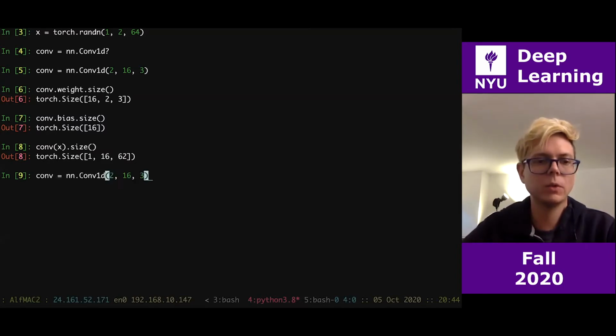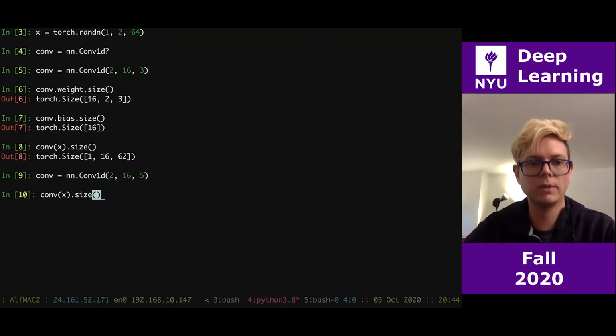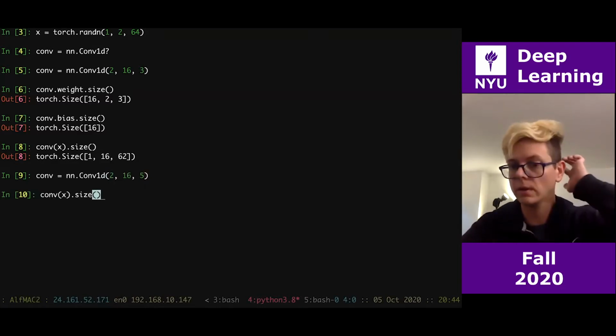What do we have now if I choose a kernel size of 5? What is the only difference we get here?